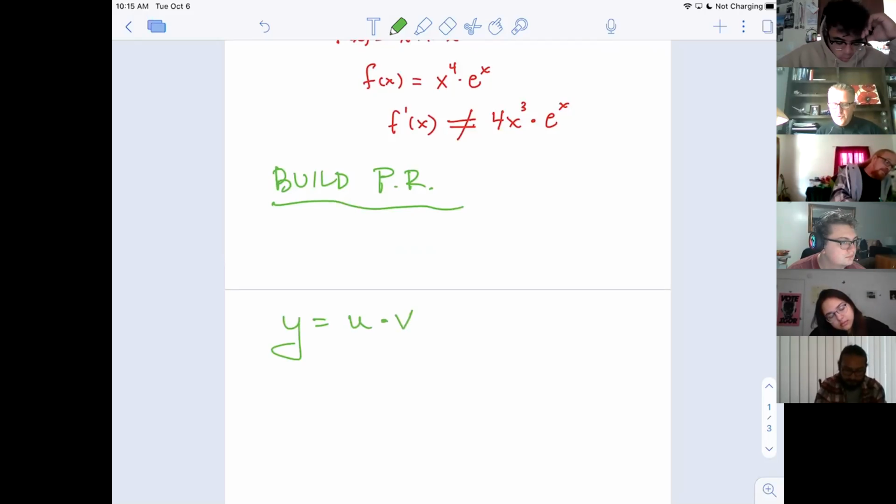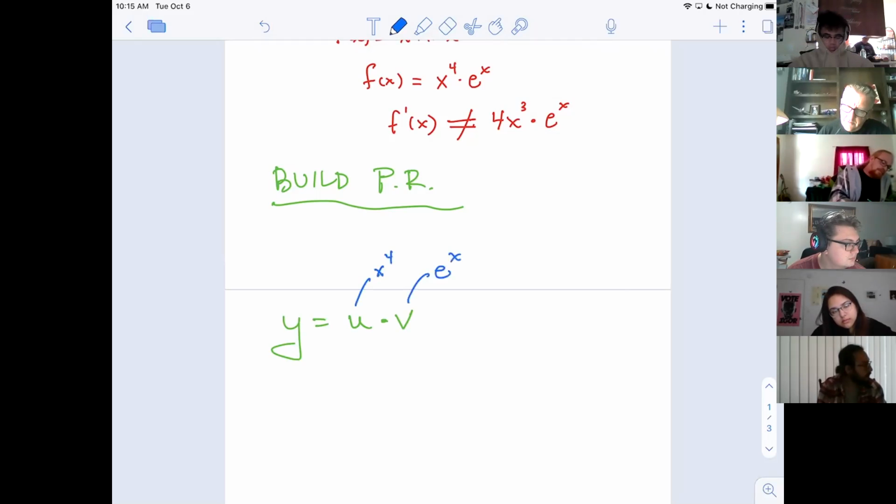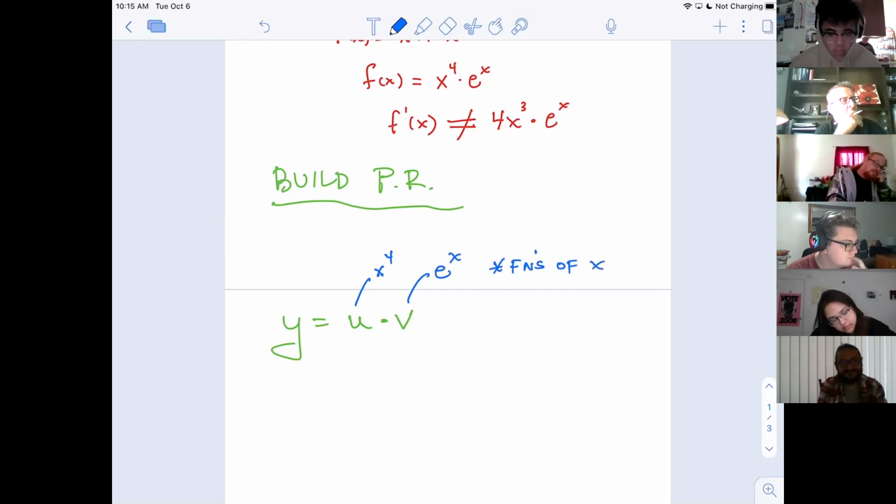So there is junk times junk. And I'm not thinking of u and v so much as their own new letters. I'm thinking of them as functions of x. In other words, we're going to pretend that this is something like x to the fourth, and this is something like e to the x. So those are functions of x. It's junk times junk.